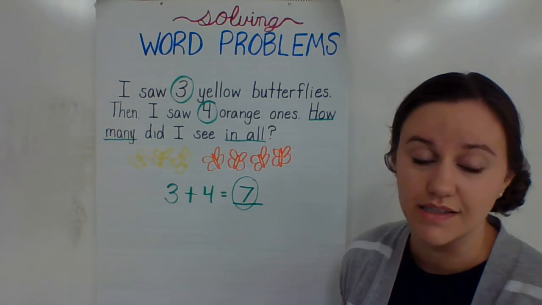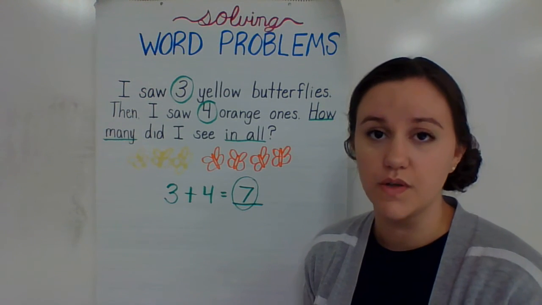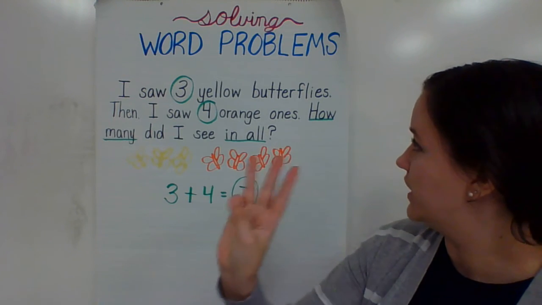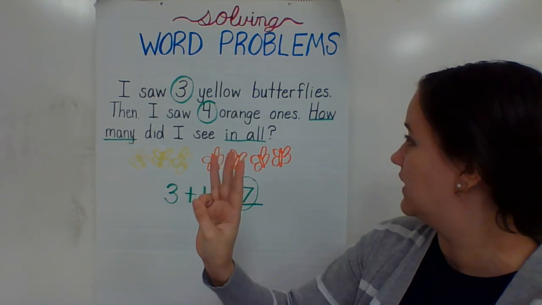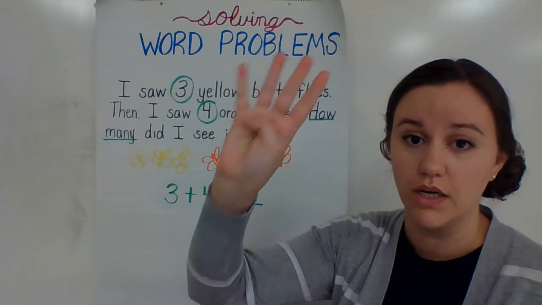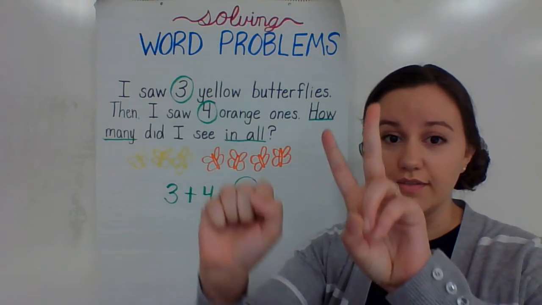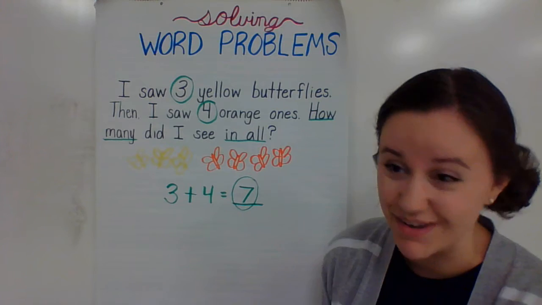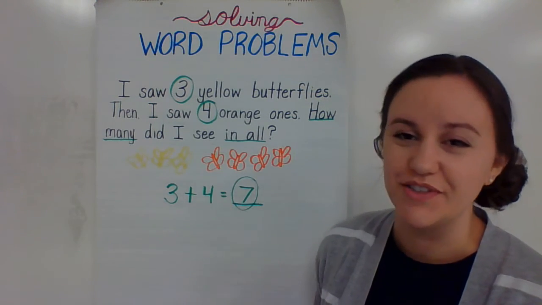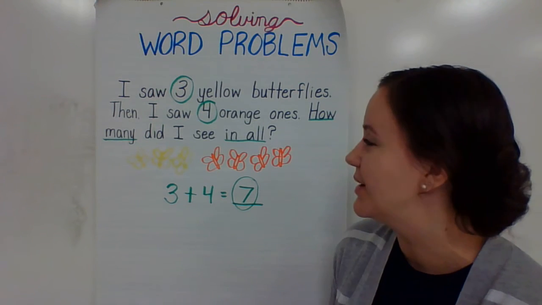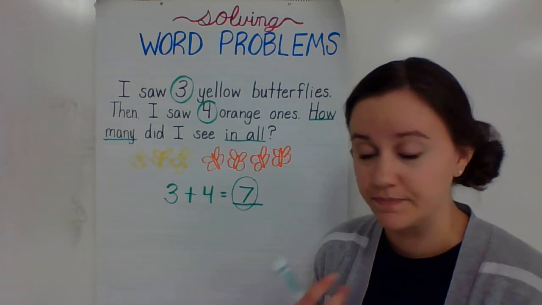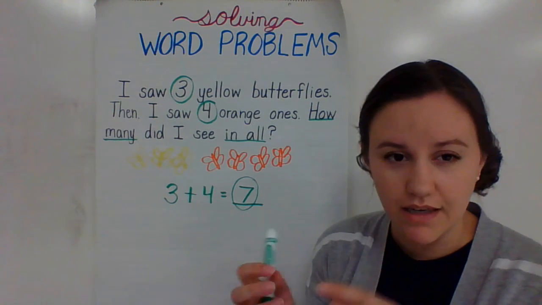The answer is 7. Now you don't have to draw pictures. You can use objects. You can use your fingers. I could have looked at this and said, I saw 3 yellow butterflies, and then I saw 4 orange ones. How many did I see in all? Well, I need to add 4. 1, 2, 3, 4, 5, 6, 7. Still gives me the same answer, depending on how I solve it. As long as I'm double checking my work and using the same information, I'm going to get the same answer no matter what. So when you're reading a story problem, look for numbers, find key information.